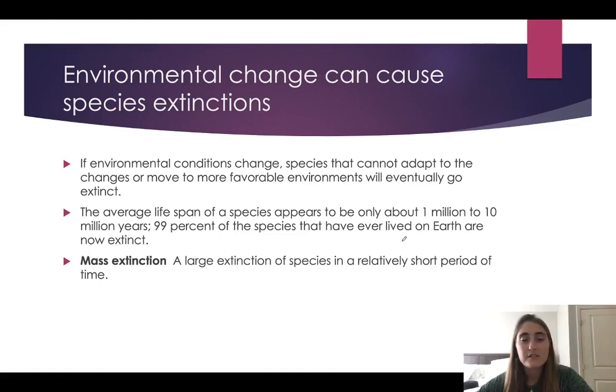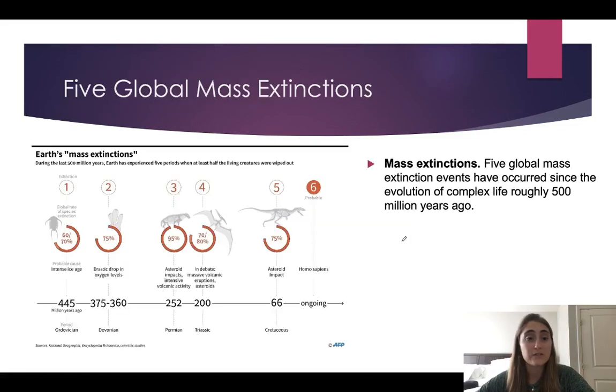But the average lifespan of a species appears to be about 1 million to 10 million years. So a pretty big range here. But like I mentioned earlier, 99% of the species that have ever lived on Earth aren't here anymore. So we do see this pretty constant cycling of species dying off as changes to the planet happen. Sometimes, however, we see mass extinctions, and we've talked about mass extinctions. This is when a really large portion of all of our species go extinct over a really short period of time.